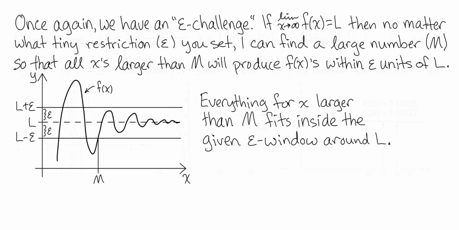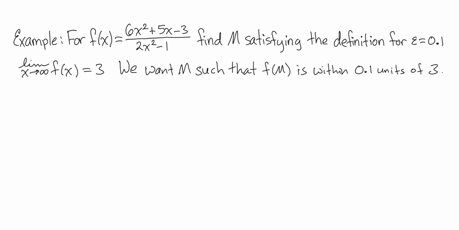Let's look at an example with some actual numbers. Here we have f of x equals (6x squared plus 5x minus 3) over (2x squared minus 1). And our task is to find m satisfying the definition for an epsilon of 0.1. Our limit as x approaches infinity of f of x equals 3, and we can just see that by looking at the coefficients of the polynomials because they both have the same degree. Our task is to find m such that f of m is within 0.1 units of 3.